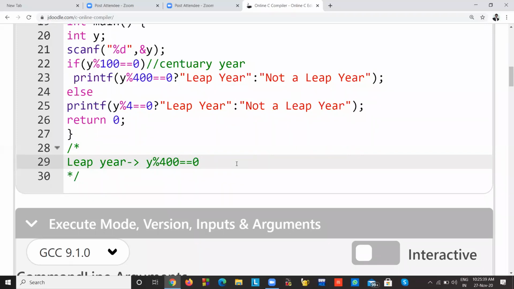Okay, if a year is divisible by 400, it is obviously divisible by 100 also. So when a year is divisible by 400, it is a leap year.